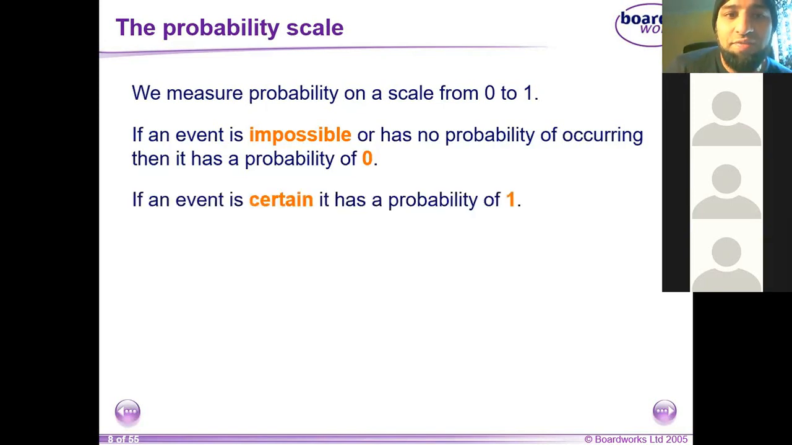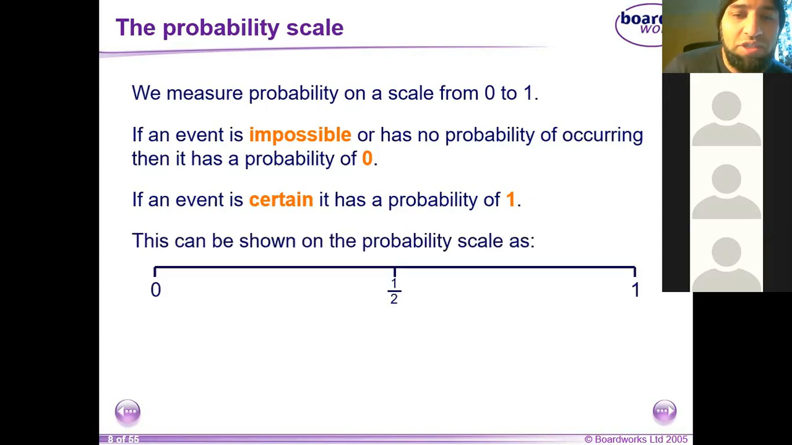If an event is certain, if it's 100%, if there's a 5 out of 5 chance of something happening, or a 10 out of 10 chance of something happening, then the probability will be 1. If there's something between impossible and certain, then we'll have something between 0 and 1, as we've just seen. Does that make sense? Does that make sense to everybody?